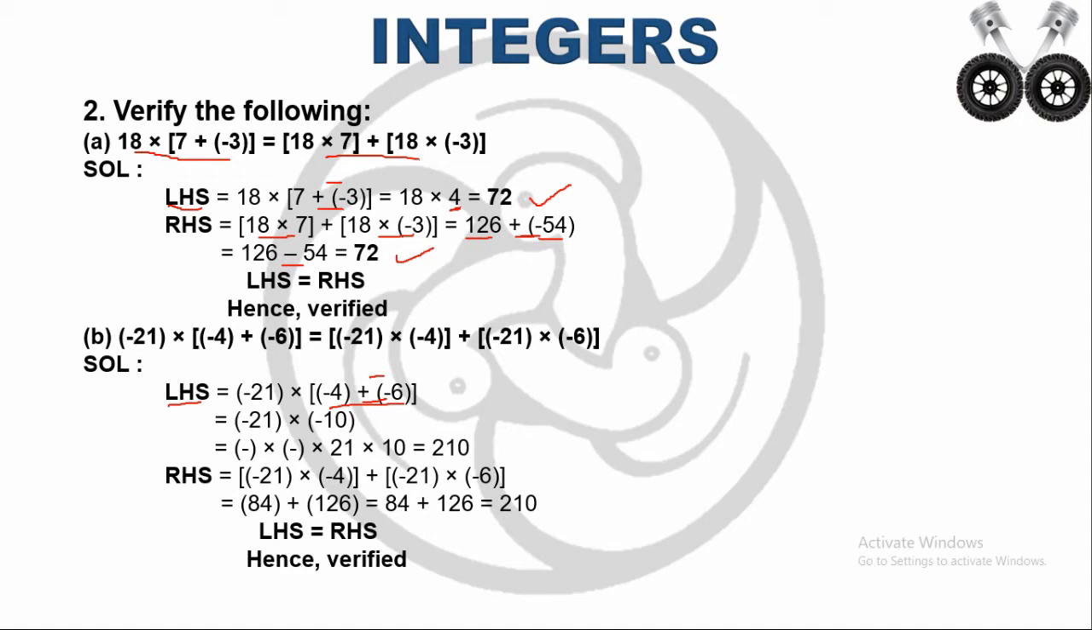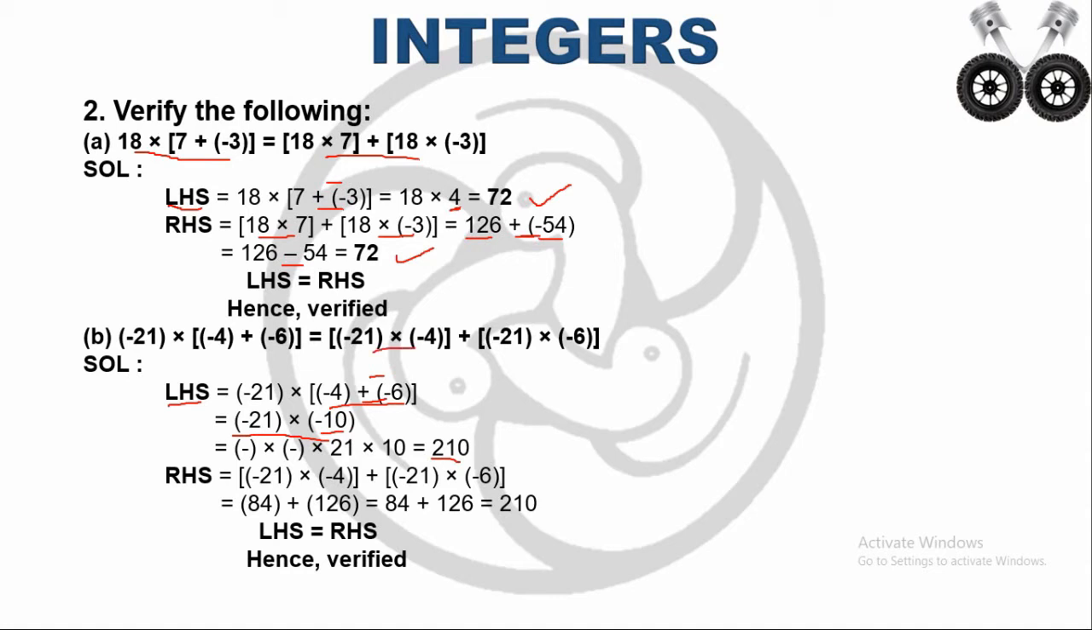So minus 4 minus 6. We are having two integers with the same sign. That means I have to add and put the biggest number's sign. So 4 plus 6 is 10. The biggest number's sign is a negative sign. So we will get the answer as minus 10. So here the two integers are having the negative sign, that is minus into minus. Minus into minus is a plus. Then 21 into 10, the answer is 210. So for LHS the value is plus 210.